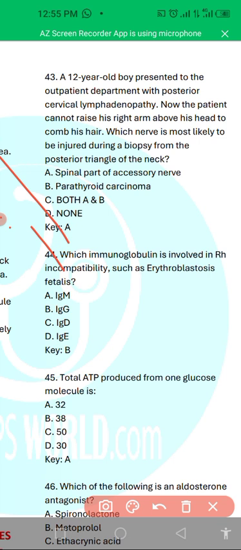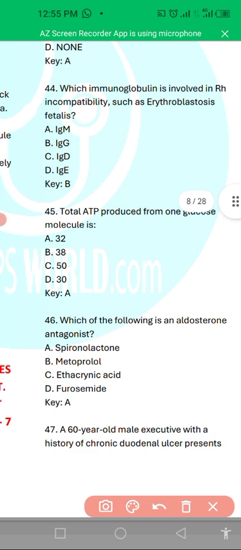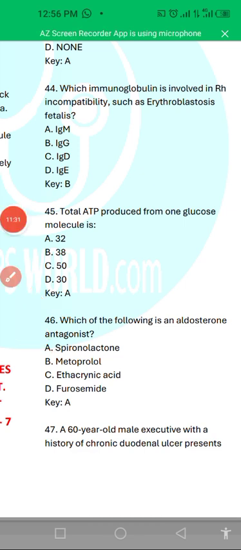Which immunoglobulin is involved in Rh incompatibility in erythroblastosis fetalis? That is IgG. Total ATP produced from one glucose molecule is 32 ATP. Next one: which of the following is an aldosterone antagonist? The aldosterone antagonist is spironolactone.